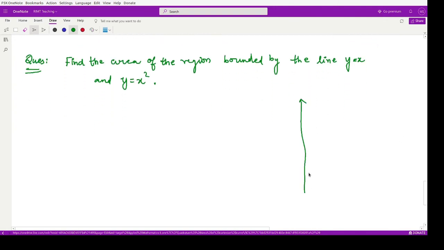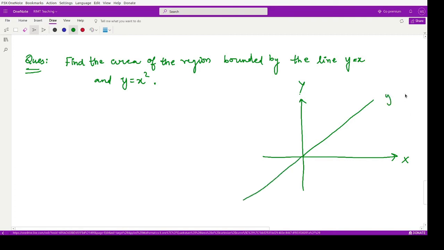So this is our y-axis and this is our x-axis, and then we can draw this line y is equal to x. It would be this line, right? Y is equal to x, and what is this? Y is equal to x square. This is the upper parabola having vertex at origin. So this is the origin 0, 0 point. So what is the area that is bounded by these two curves? This is this area.